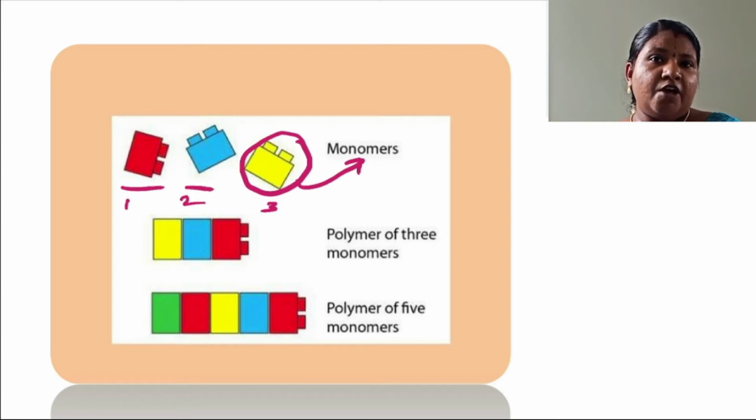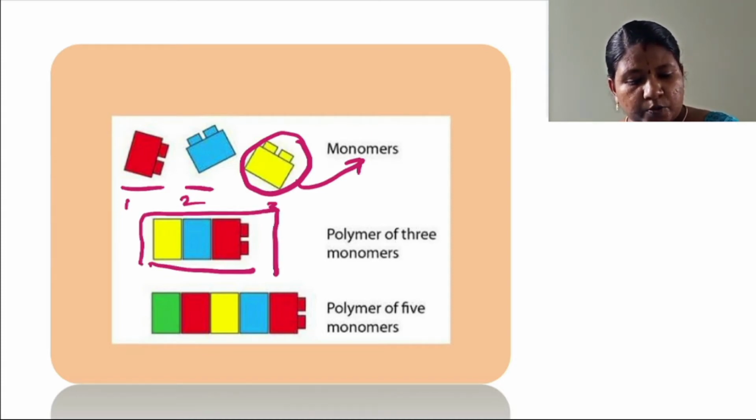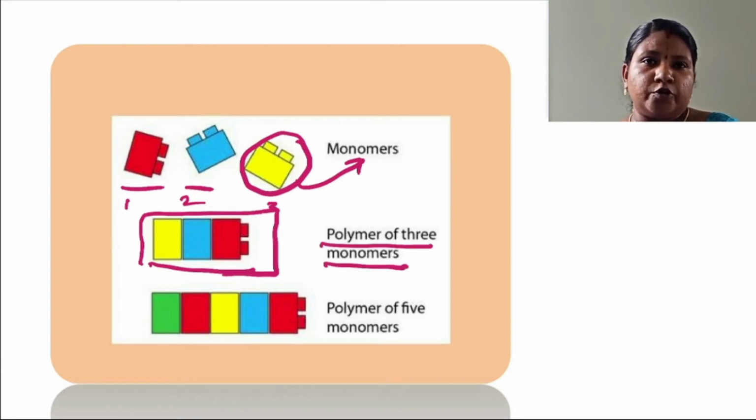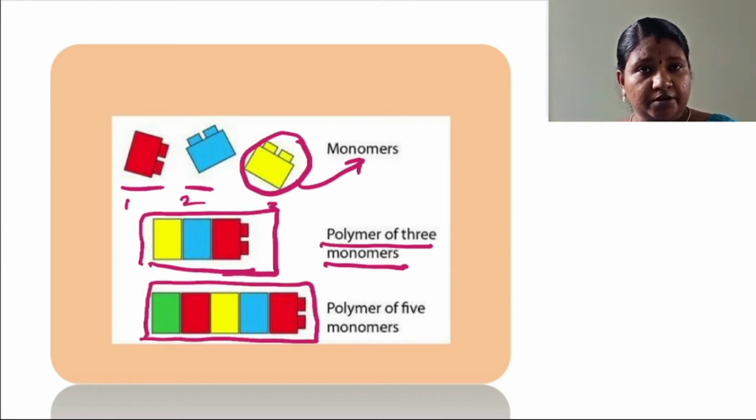We have 3 monomers. When these monomers are continuously joined, repeated as a chain, we get a polymer. So this is a polymer which consists of how many monomers? 3 monomers. Let us look at the last one. Here also we have a polymer because monomers are joined together as a chain. This is a polymer which consists of 5 monomers. So 5 monomers joined together to form this polymer. It is a polymer consisting of 5 units.